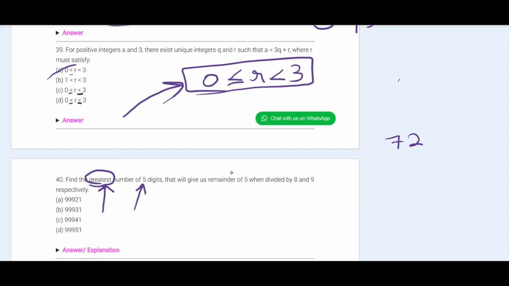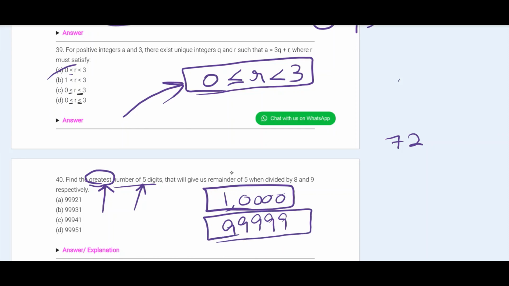The greatest number, first the smallest number of 5 digits is 1, 0, 0, 0, 0. So it's 10,000. That is my first 5-digit number, and the last will be all 9s, 99999. This is the last 5-digit number. So it takes a lot of time. Let's check the options instead.